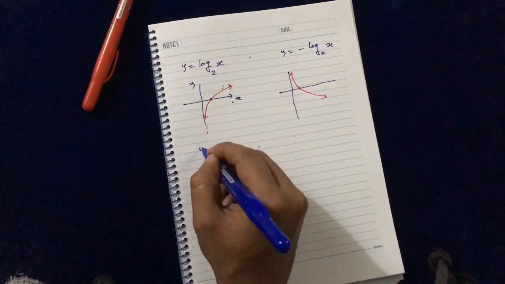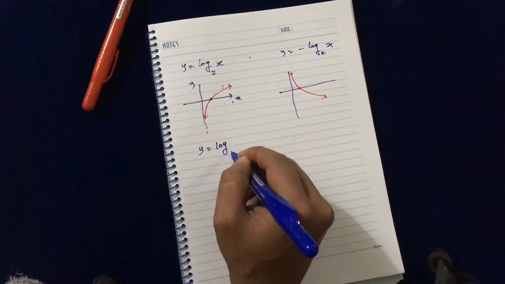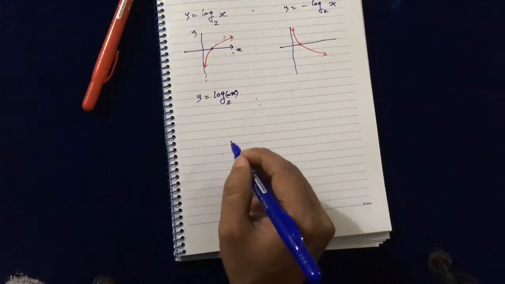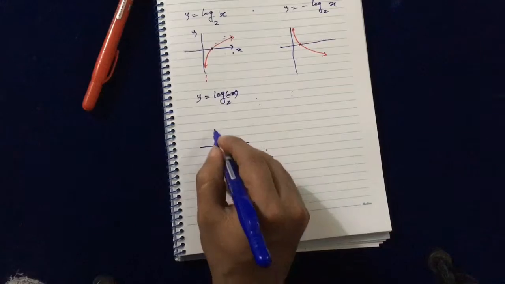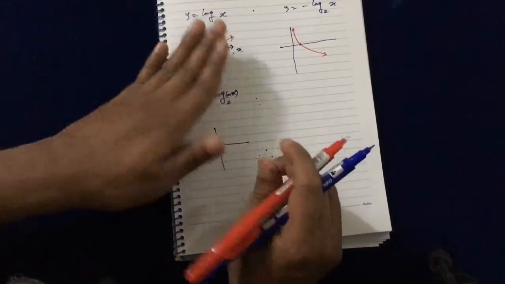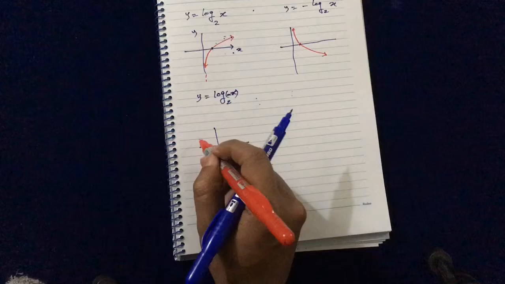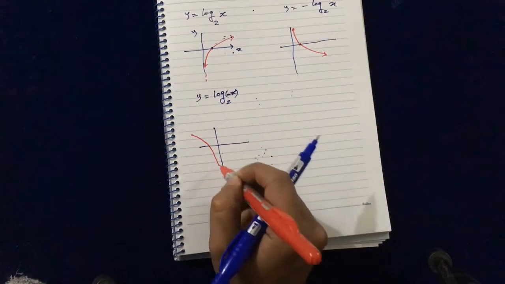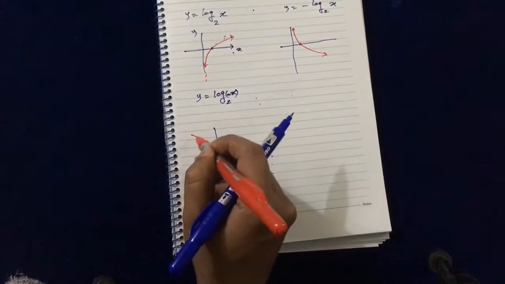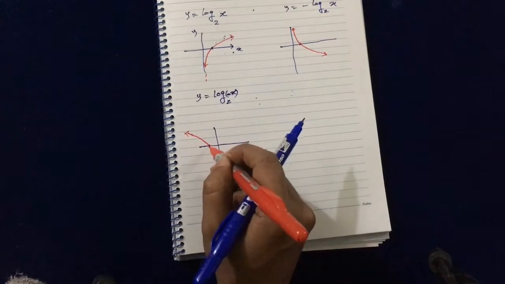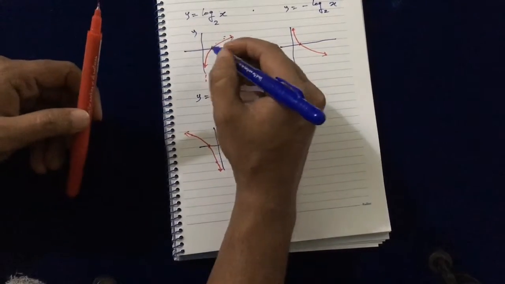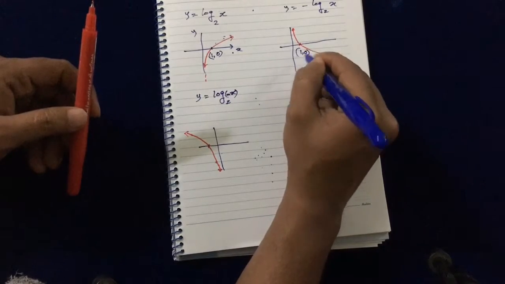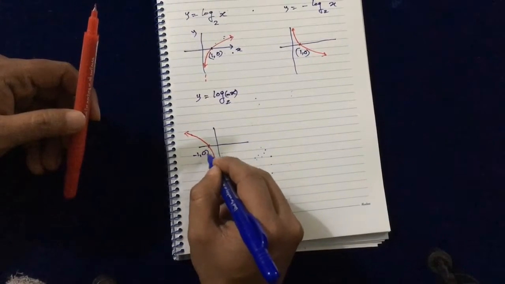And then let's try to draw log base 2 of minus x. That graph will have a reflection about the y-axis. It will come closer and closer to this line, and this will go in this direction. So this is our point (-1, 0), and this is (1, 0).